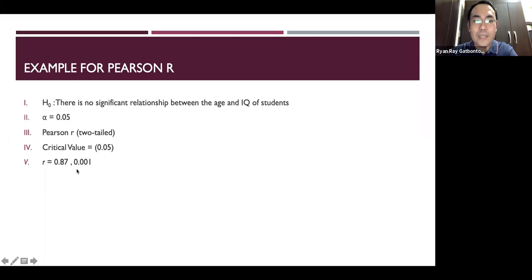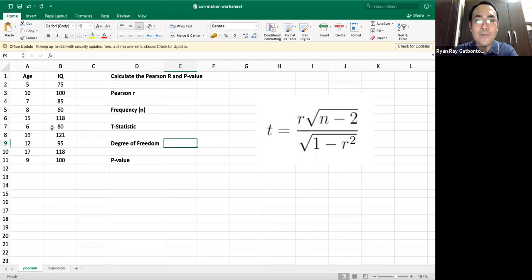Now, prior to this slide, I already computed this value and found out that the Pearson R is 0.87 and a p-value of 0.001. To find out these values, I used Microsoft Excel. We proceed to Microsoft Excel, and first we plot our data on these columns, one column for age and one column for the IQ.